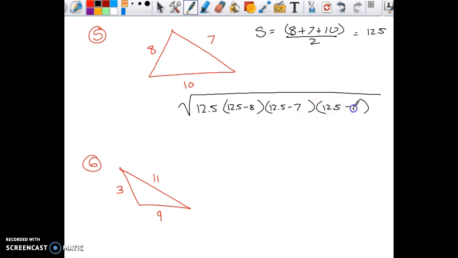Couple of different ways you can type this in. You can type it in all at once, and if you do, make sure you throw a set of parentheses there. You could also just type in this part and then do second square root, second answer. Use that copy and paste feature. And if you need more help with that, let me know.